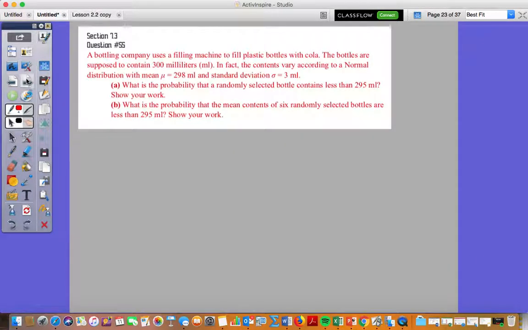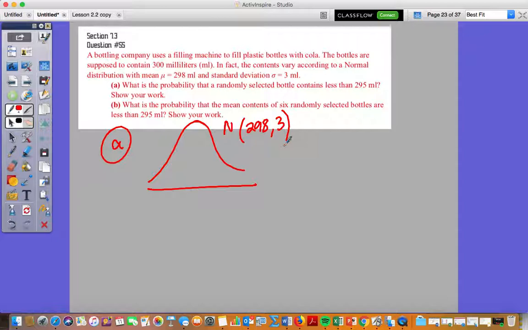Number 55. Check with your partner and see if you did this appropriately. Part A. A lot of you put a good notation here, which I like: 298, comma 3. This is not a sampling distribution because why, Jacqueline? Because it says a randomly selected model. Good, it's not sample to sample, it's just one. So we've got 298 here.